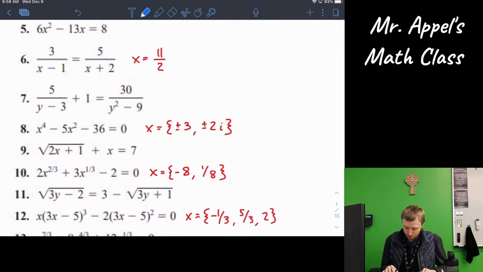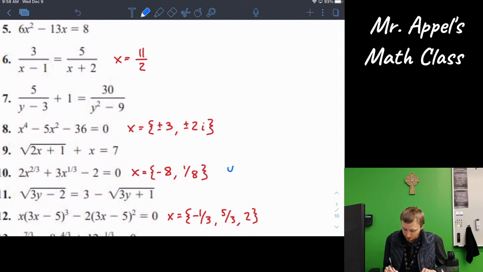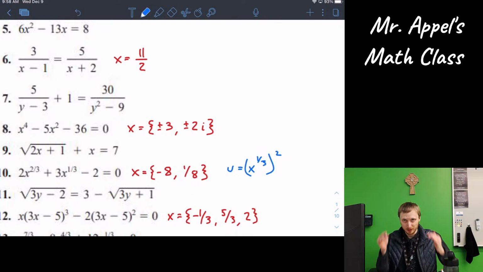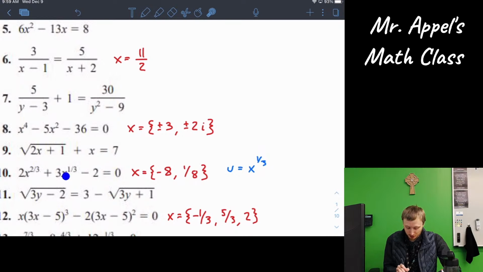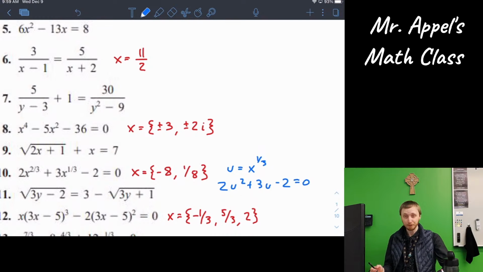All right, we're going to set u equal to x to the 1/3 power. Because x to the 1/3 squared, you multiply the exponents, would become x to the 2/3, which is very useful because now I have an x to the 2/3 and an x to the 1/3. So this whole function turns into 2u squared plus 3u minus 2 equals 0. And now that's just a quadratic.